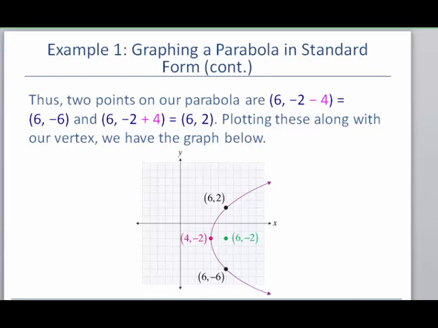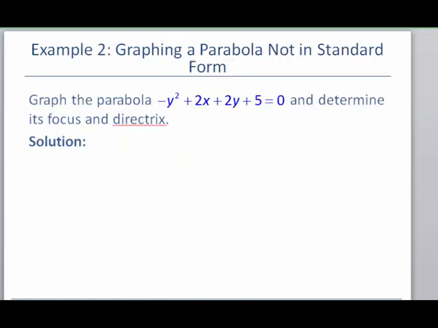Okay, so let's move on to a second example. So this time we want to graph the parabola negative y squared plus 2y plus 2x plus 5 is equal to 0. And we want to determine the focus and the directrix. Now, we saw this type of problem in the last section where the given equation was not in standard form. And so we need to first write the equation in standard form. So remember, we do that by completing the square.